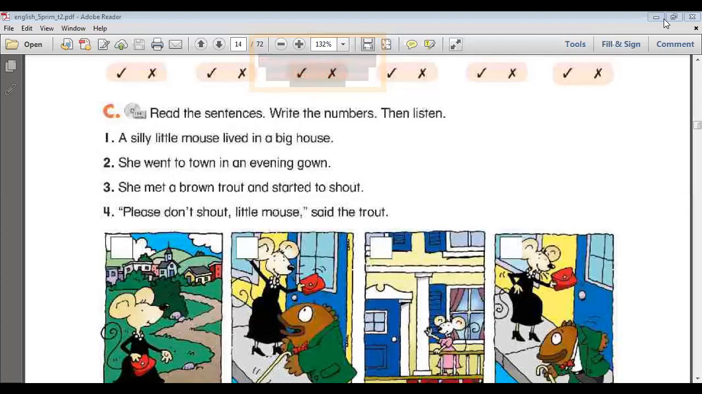So let's take another one. Now we will take a new one who is not really new, Ahmed Wael. I'm not sure if you answered before or not. Ahmed, can you share with us number three? She met a brown trout and started to shout. Brown trout. Okay, two or four? Can you hear me? Yes. Four. Okay.